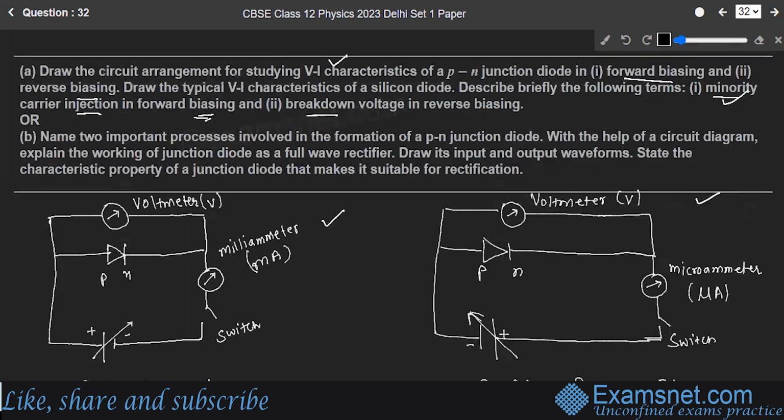Now let's move to the second part of the question, B part. Name two important processes involved in the formation of a PN junction diode. With the help of the circuit diagram, explain the working of the junction diode as a full wave rectifier. Draw its input-output waveforms. State the characteristic property of the junction diode that makes it suitable for rectification.